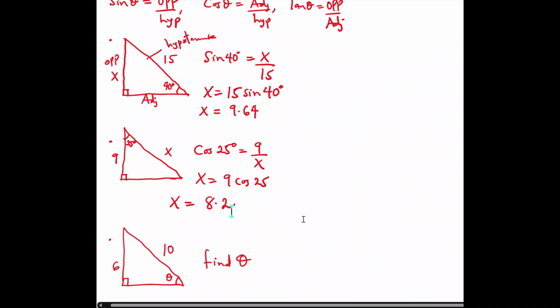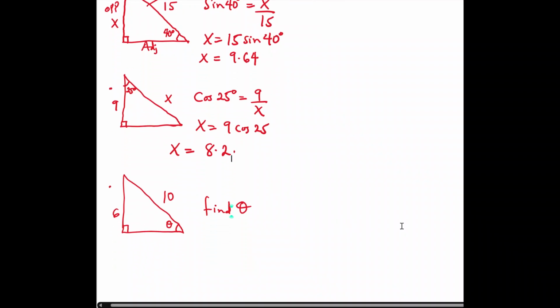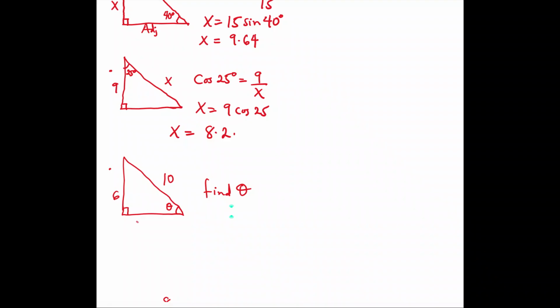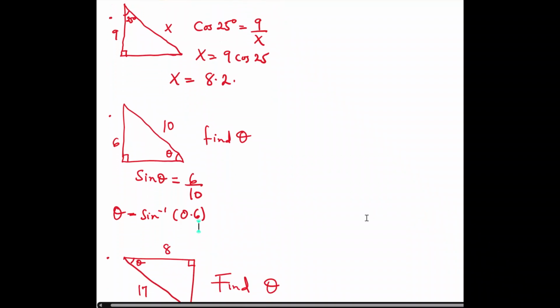so the next one, we are asked to find the angle. Okay, so we are given the hypotenuse to be 10, and we are given the opposite to be 6. Okay, so the theta is going to be sine theta. So we have to find theta. So sine theta is equal to, opposite is 6, hypotenuse is 10. So that's 6 divided by 10. 6 divided by 10 will give us 0.6. So now we write it as theta is equal to arc sine 0.6. So we are going to be finding the arc sine of 0.6.